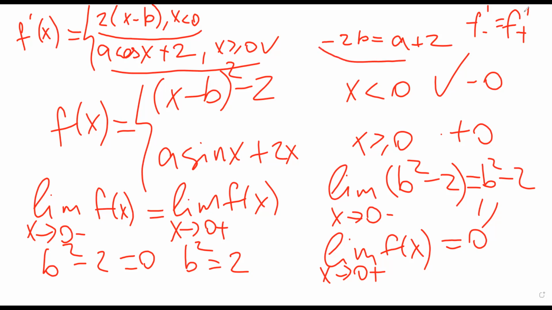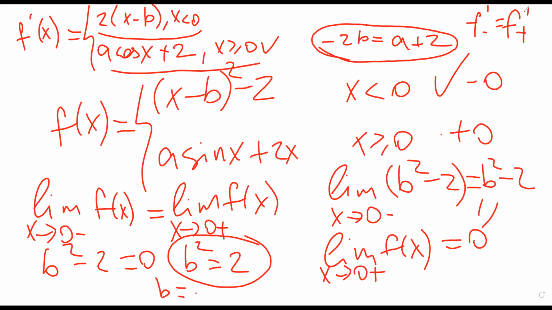Now here we have two equations, this one and this one, simultaneous equations. So here we can find b, it is square root of 2, and put it into the second equation and get a. Because here it is written that b is positive, we need to consider only b equals square root of 2. And if you put square root of 2 instead of b, it will be a equals minus 2 square root of 2 minus 2.